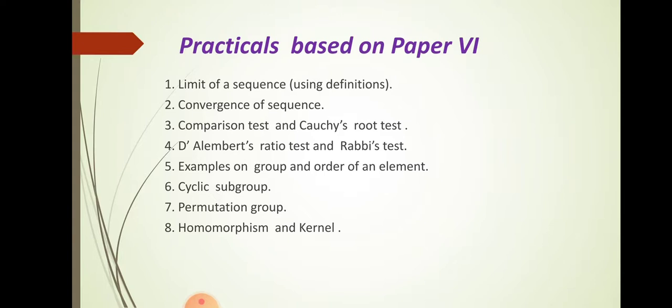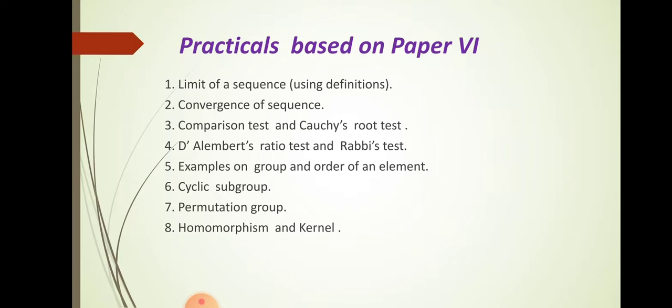Then we see the practicals based on paper 6. There are many practicals based on paper 6, such as limit of sequence and convergence of sequence. Third is comparison test and Cauchy's root test. Fourth, D'Alembert's ratio test and Raabe's test. Fifth is examples on groups and order of an element. Sixth is cyclic group. Seventh is permutation group. And eighth is homomorphism and kernel.